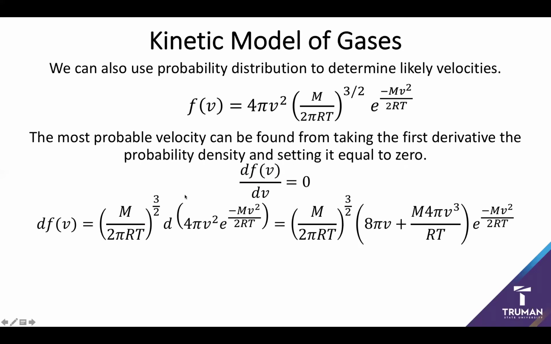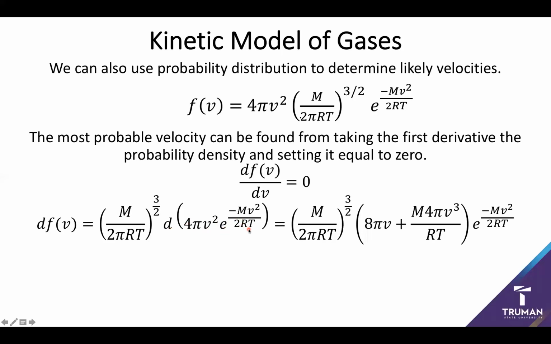So we can go ahead and start by taking the first derivative of my probability distribution. So it's quite nice. I get to pull out my prefactor. And in fact, I can even pull out my 4 pi expression. And what this is going to leave me behind with is the first derivative of v squared over e to the negative mv squared over 2RT.